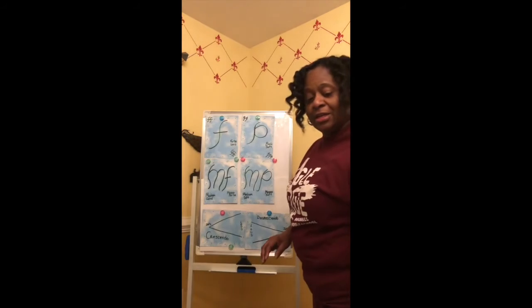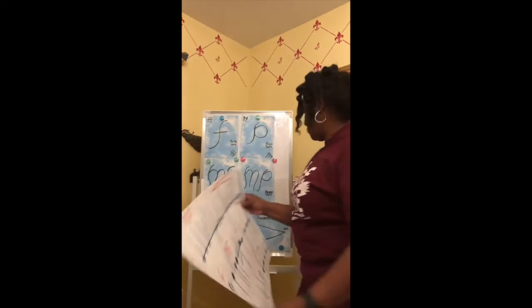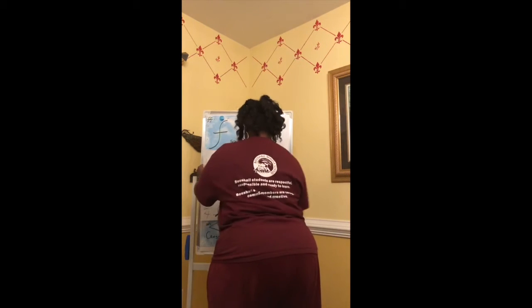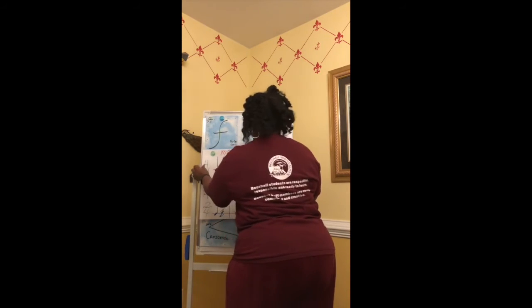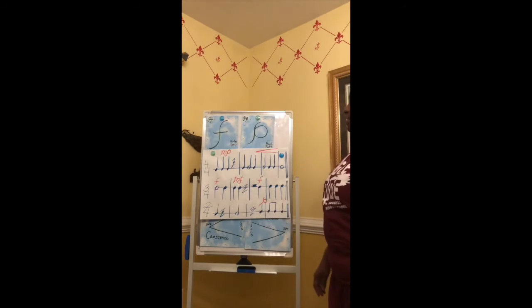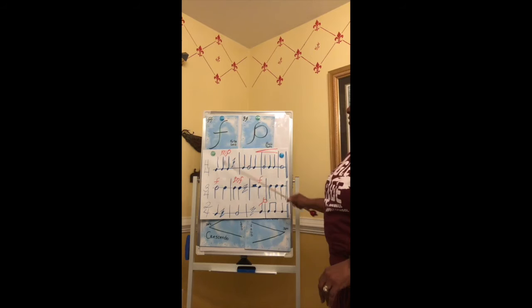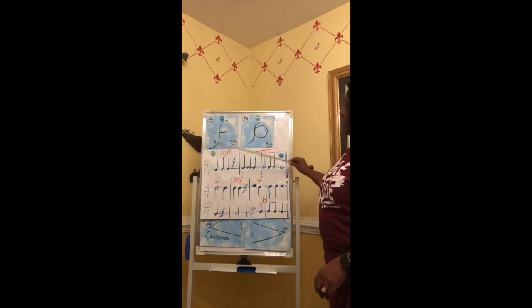Let's look at some music and see how these symbols might be presented in a piece of music. You see, mezzo piano, forte, soft. Those are the ones that are in these pieces. Each line is a different piece.